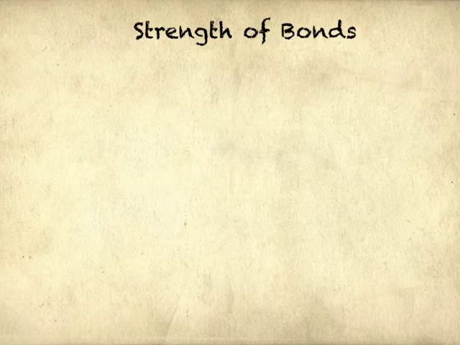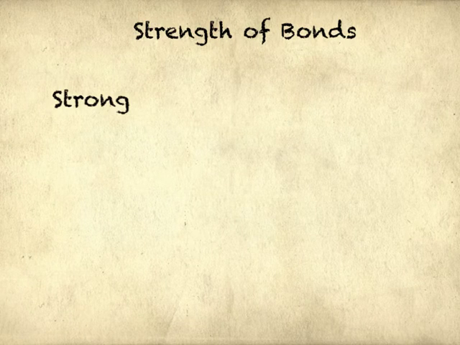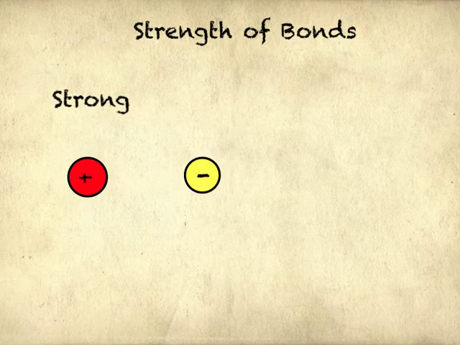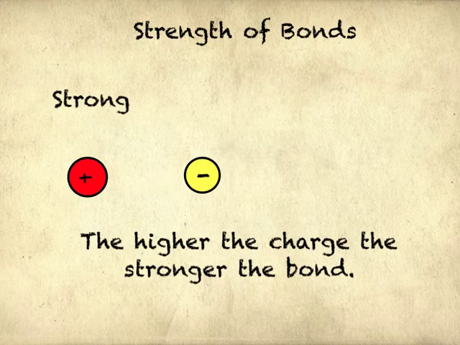In ionic compounds, the bonds are strong. The attraction between the positive ion and the negative ion is extremely strong. It can be increased if you change the charges. So if this plus ion was to be a 2 plus ion and this negative ion was a 2 minus ion, there would be a stronger bond. So the higher the charge, the stronger the bond.